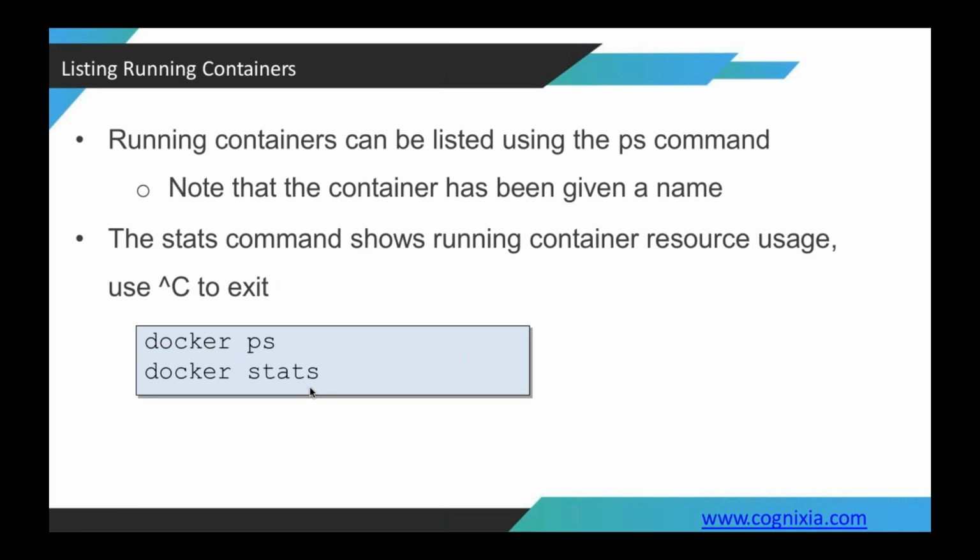Now if you want to see all the running containers, you can run the command docker ps. It will show you all the running containers, and if you want to see all the running containers and the stopped containers, you can run docker ps -a. That -a option will show you the stopped containers as well.